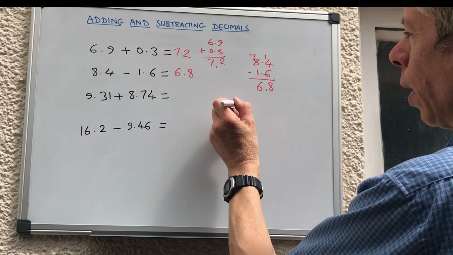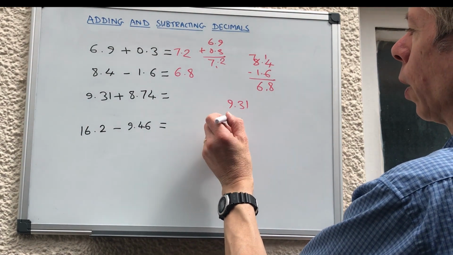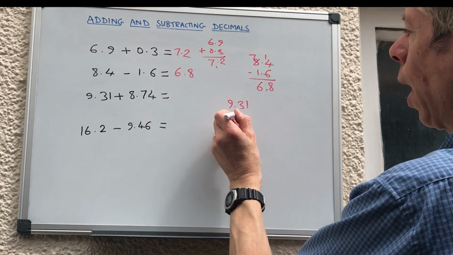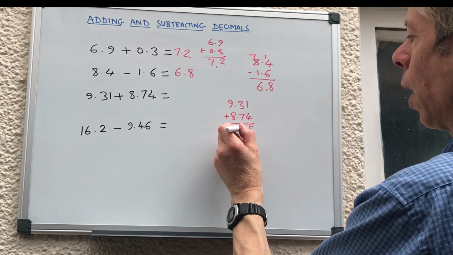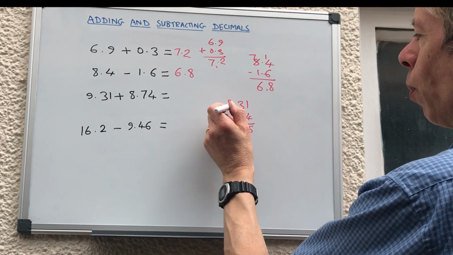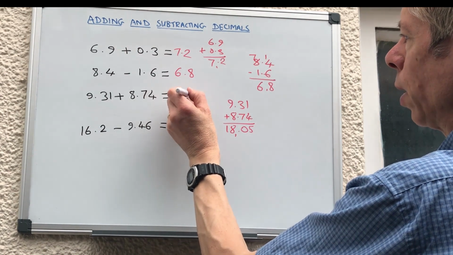Right, this definitely should go as a column. So 9.31 plus 8.74. 1 plus 4 is 5, 3 plus 7 is 10, so put a 1 there. 9 plus 8, 17, plus 1, 18. So 18.05.